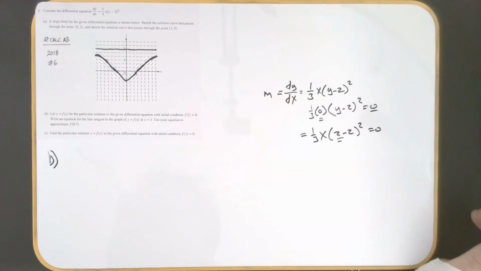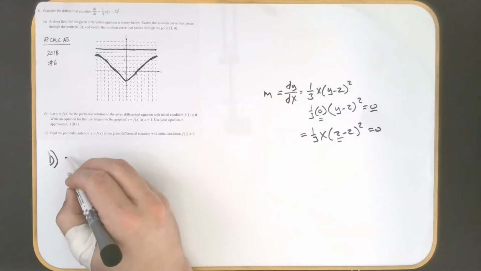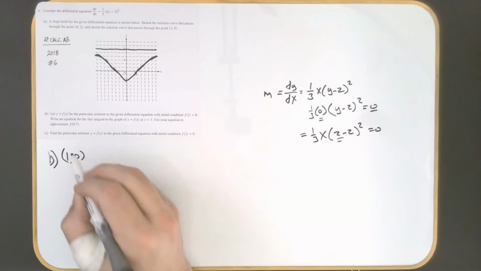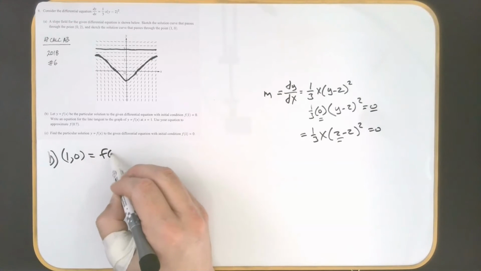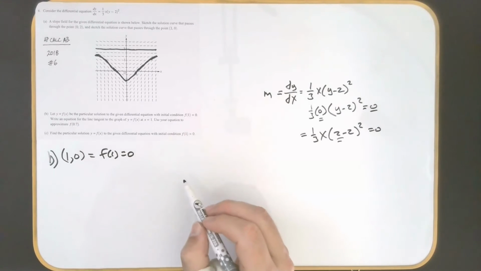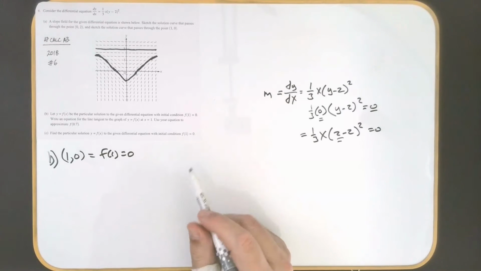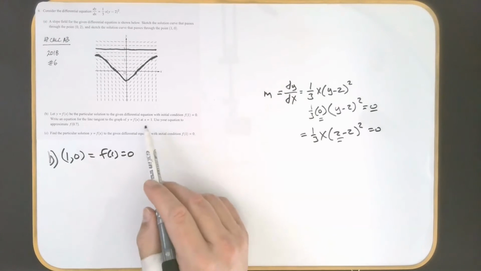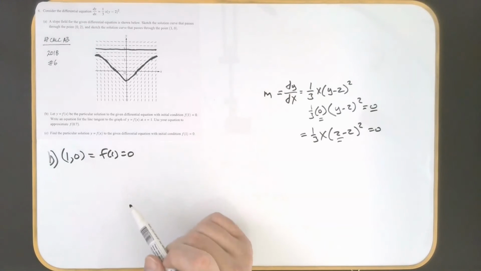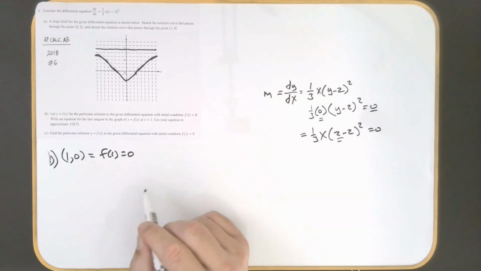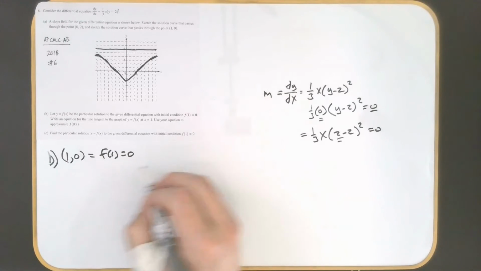B says, let f of x be a particular solution to the given differential equation with the initial condition 1, 0. So they're telling us we have this coordinate 1, 0, or if you prefer, f of 1 is equal to 0. Write an equation for the line tangent to the graph at that location, and then use it to approximate f of 0.7. Okay, well this is a very common question.